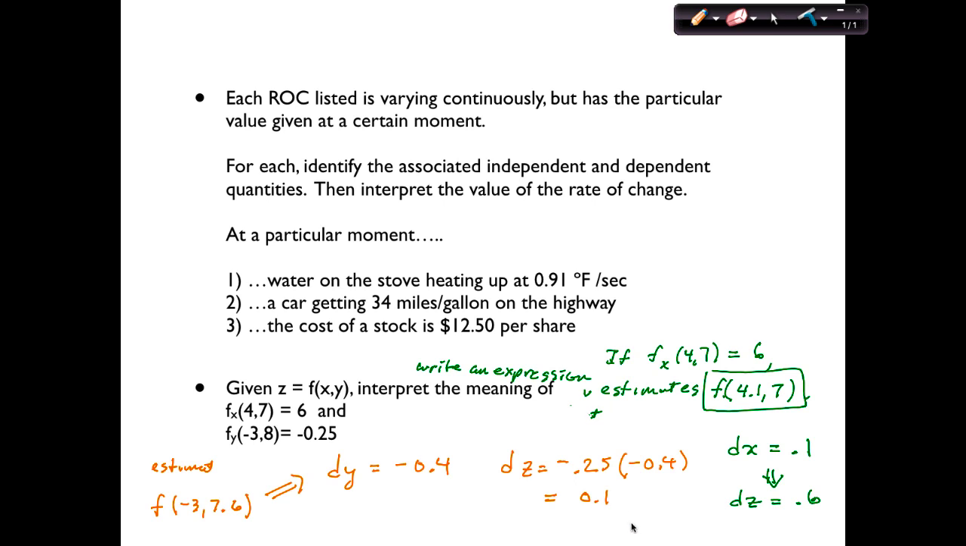So then we set it up to where f of negative 3, comma 7.6 is equal to f of negative 3, comma 8, and then that is plus 0.1, which is our dz value. This came from partial with respect to y times dy. Does it make sense?